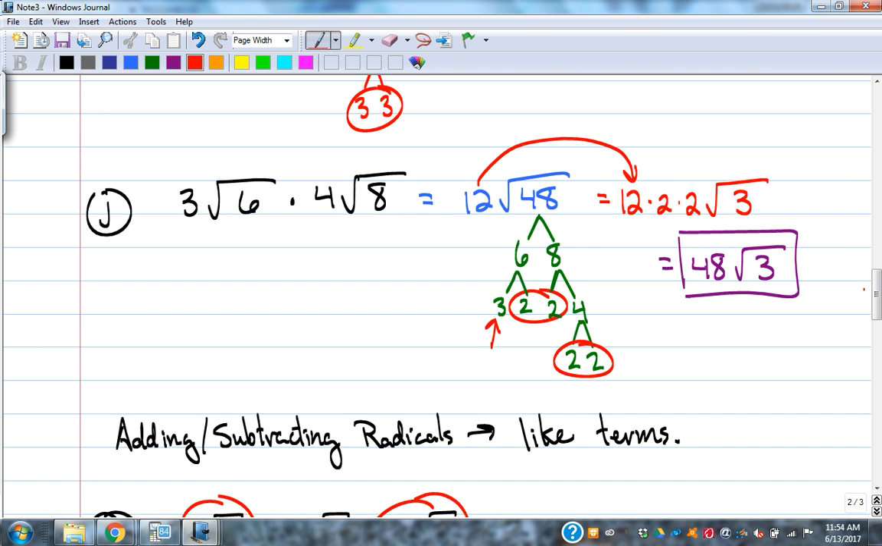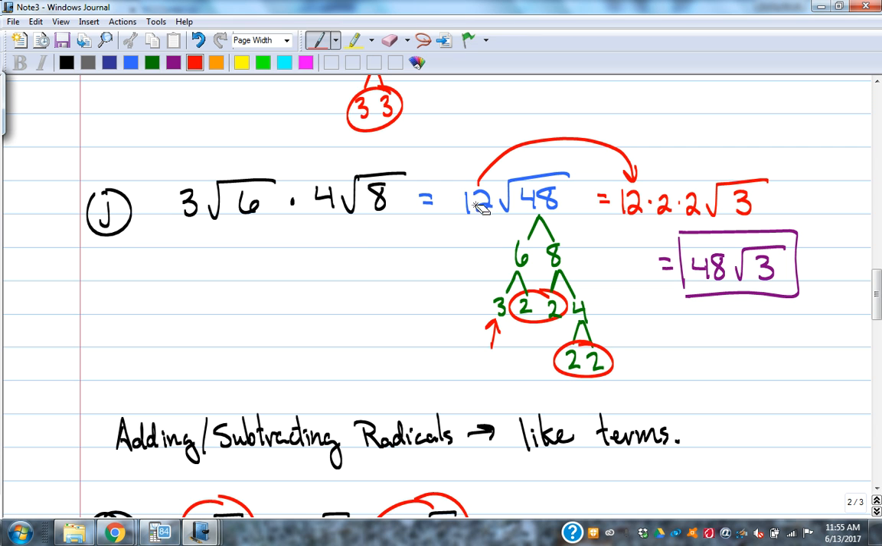Example J, similar problem. We've got outside parts, 3 times 4, that's the 12 that's here. 6 times 8 is 48. That's the 48 under here in the blue. Then we would break down the 48. 48 we know is 6 times 8. 6 breaks down into 3 times 2. 8 breaks down into 2 times 4. And then 4 breaks down into 2 times 2. I have a pair of 2s and another pair of 2s.